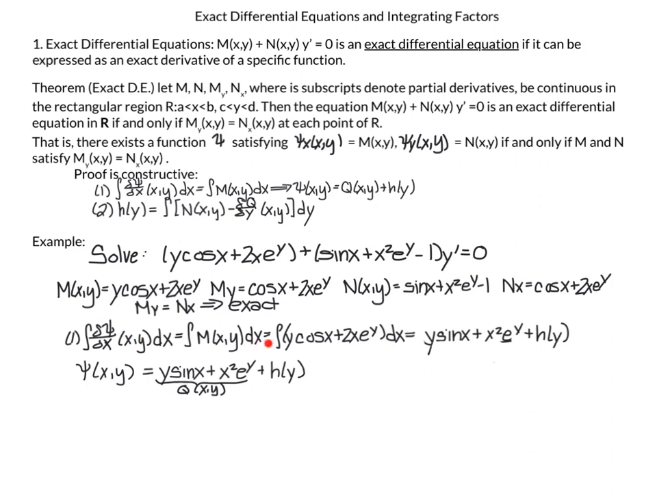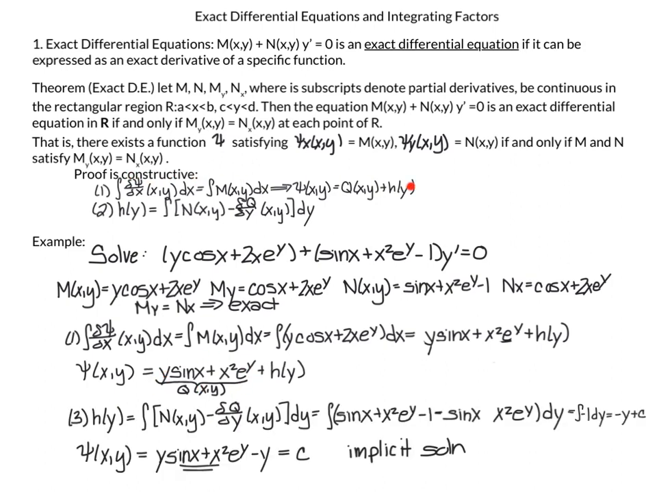So I've written that here, and then I plugged in Mxy, which is y cosine x plus 2x e to the y dx. I integrated this, and I get y sine of x plus x squared e to the y plus some function of y alone, because this function will go to 0 when you take the derivative. So far I have psi of xy is equal to y sine of x plus x squared e to the y plus h of y. And this part here is q of xy.